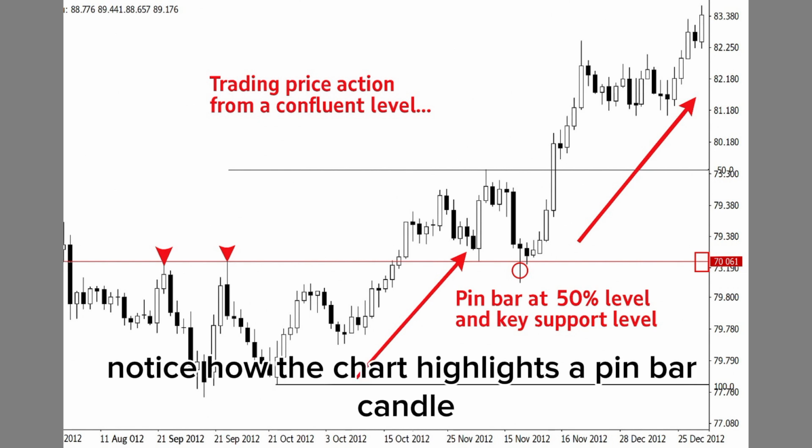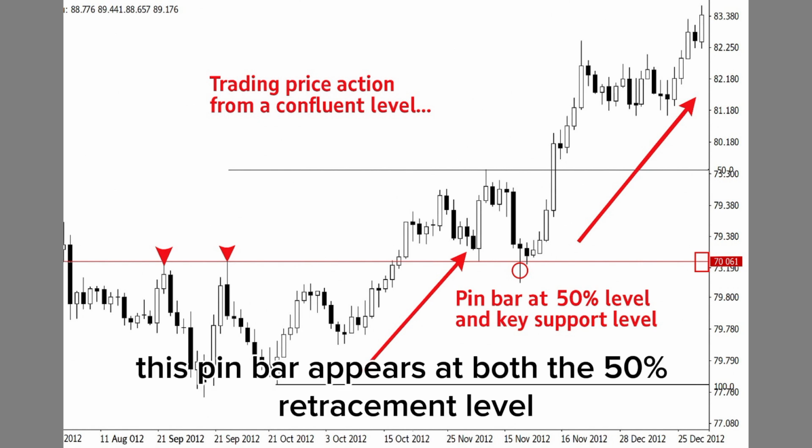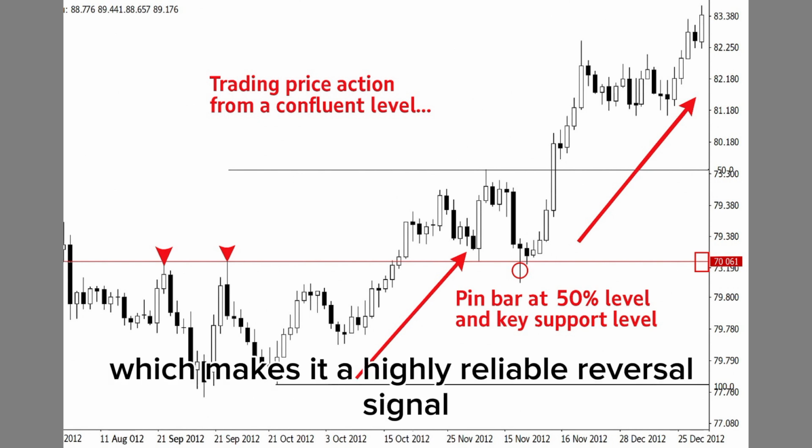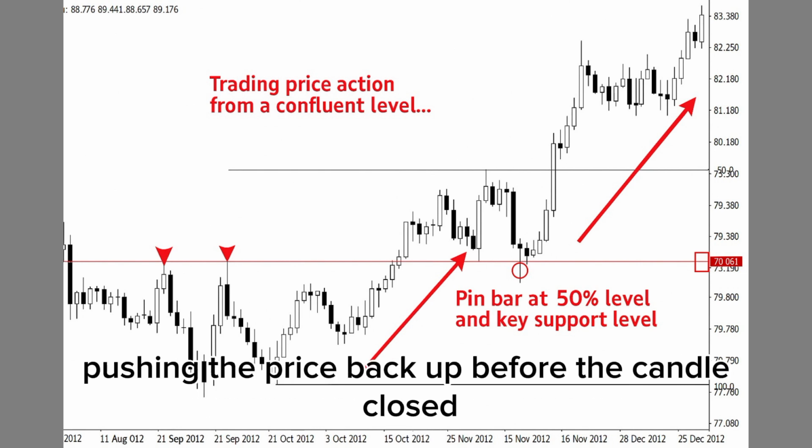Notice how the chart highlights a pin bar candle that forms right at this confluence point. This pin bar appears at both the 50% retracement level and the key support zone, which makes it a highly reliable reversal signal. The long lower wick of the pin bar shows that buyers rejected lower prices and absorbed selling pressure, pushing the price back up before the candle closed.